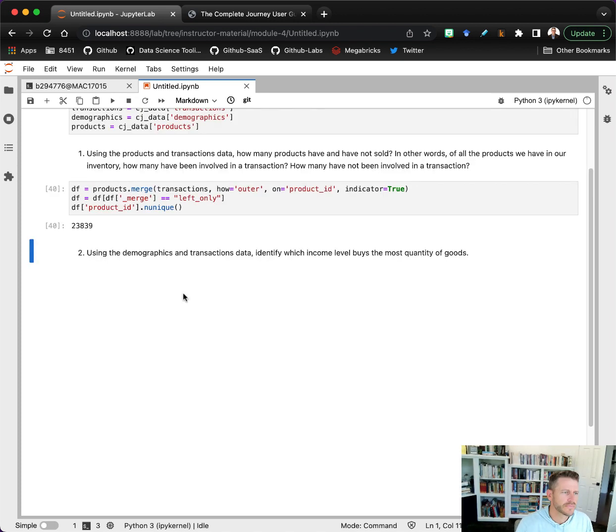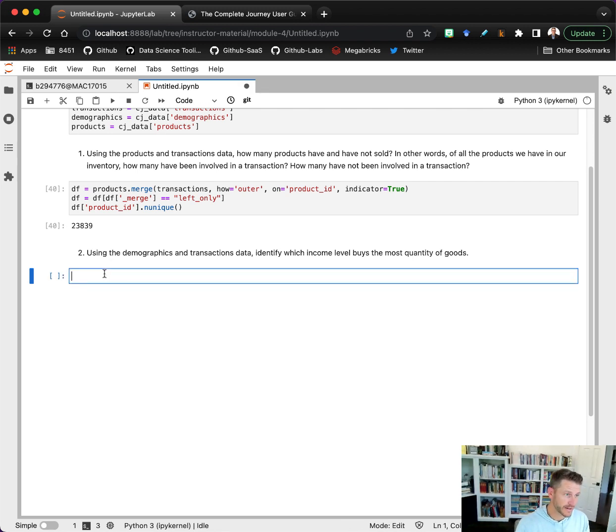All right, so now let's go ahead and answer this second one. Using the demographics and transactions data, identify which income level buys the most quantity of goods. All right, so what we care about is, one, we want to take transactions. We want to merge this with the demographics data. And we've done this before, and we know that what we want to merge on is the household ID. That's the key variable that connects those two.